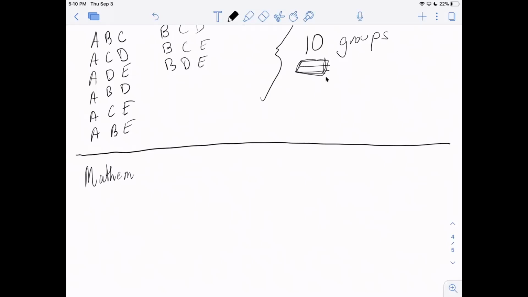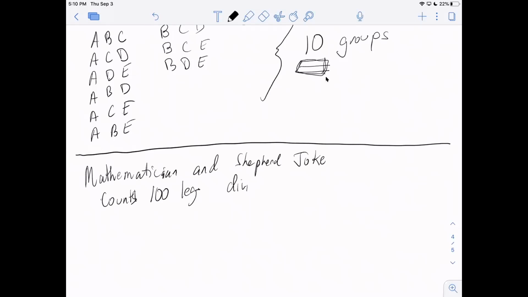So the mathematician and shepherd joke. He counts 100 legs and divides by 4. I think this is one of the reasons I like this topic, because I can tell this joke. But this joke is silly, and it actually holds a lot of truth about math and how mathematicians look at counting.